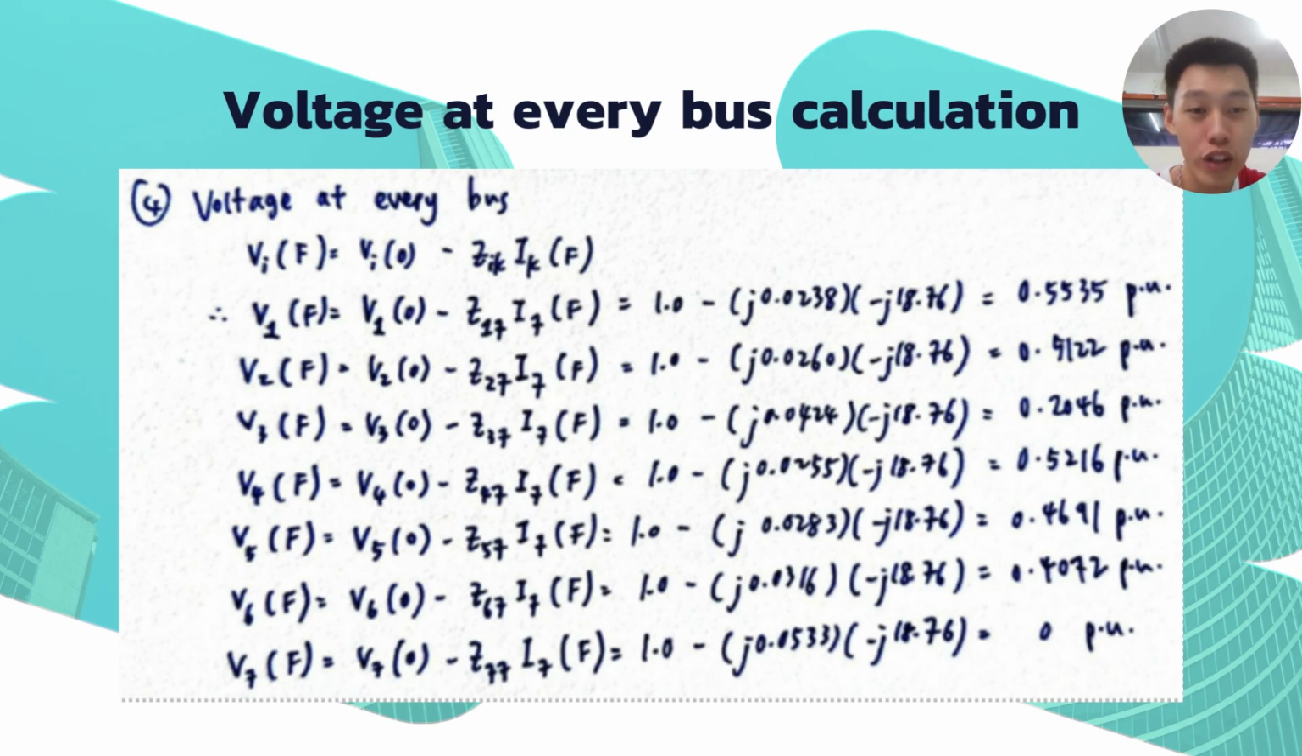After obtaining the fault current, we proceed to calculating the voltage at every bus after the fault occurs. The voltage at every bus will be Vi fault equals Vi initial, which is Vi0, minus the impedance Zi7 times the fault current. The voltage for every bus is calculated here from V1F until V7F, as you can see from the result here.